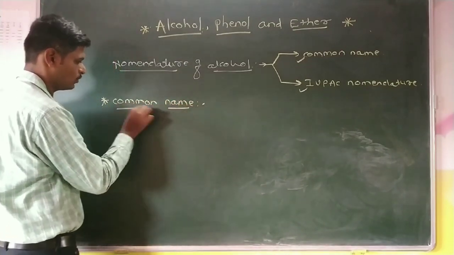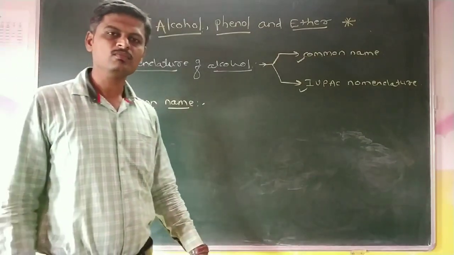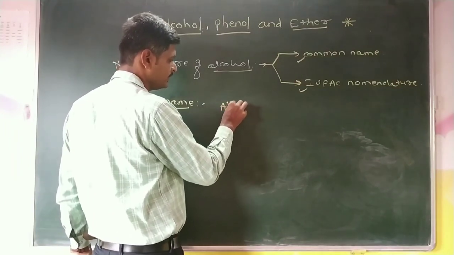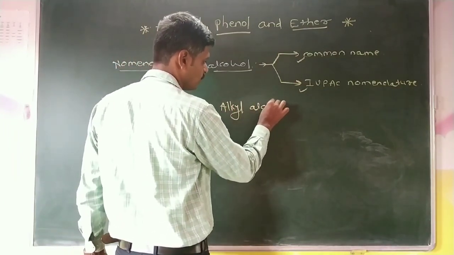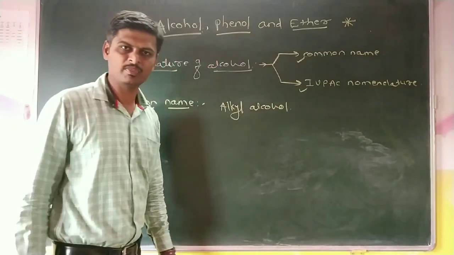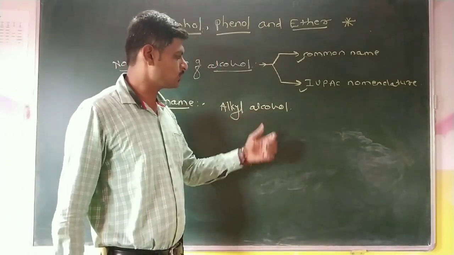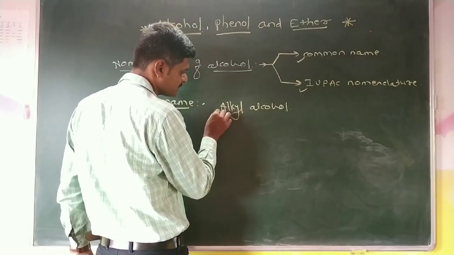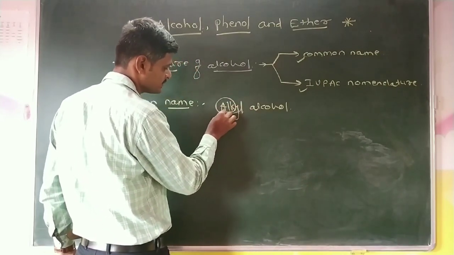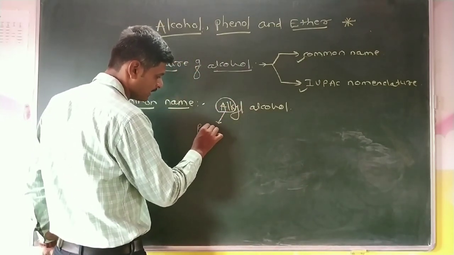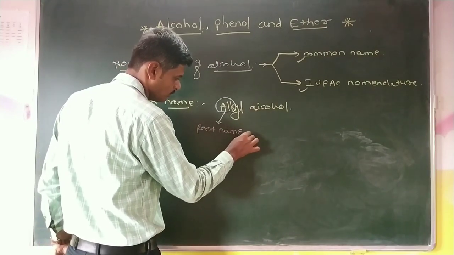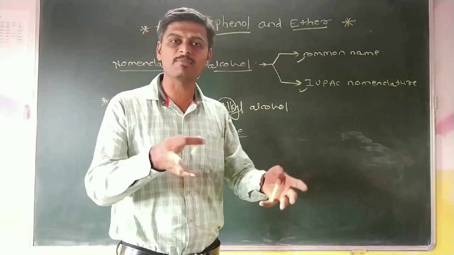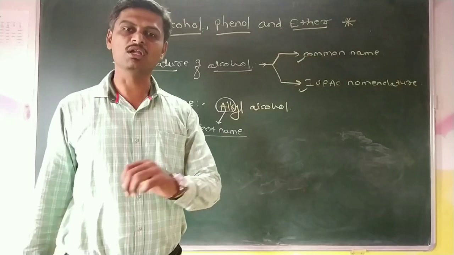of alcohol. The common name of alcohol is in alkyl alcohol form. In that, out of these, alkyl, the alk means the root name of a molecule. This root name depends on how many carbon atoms are present in a molecule.